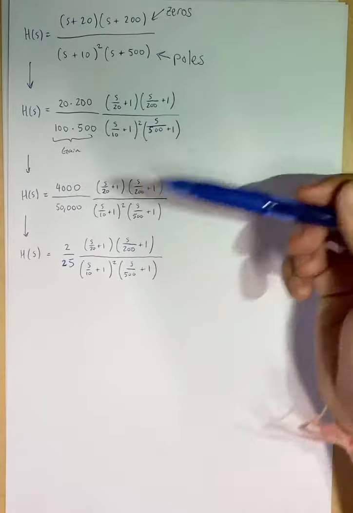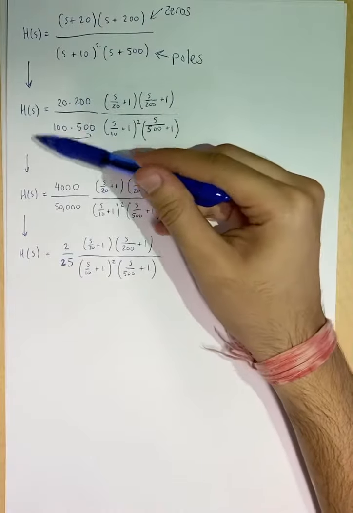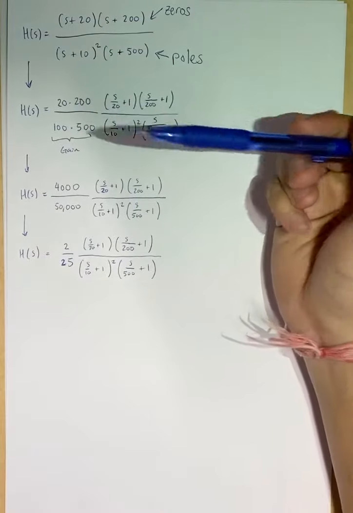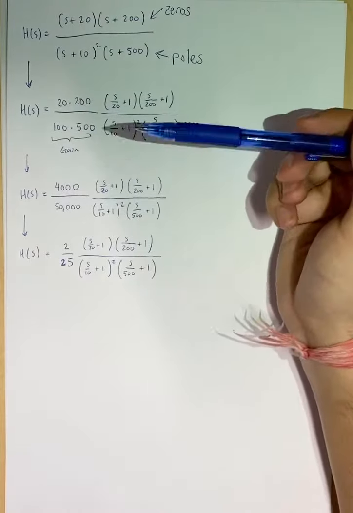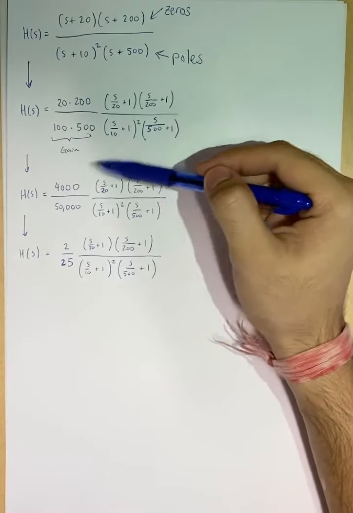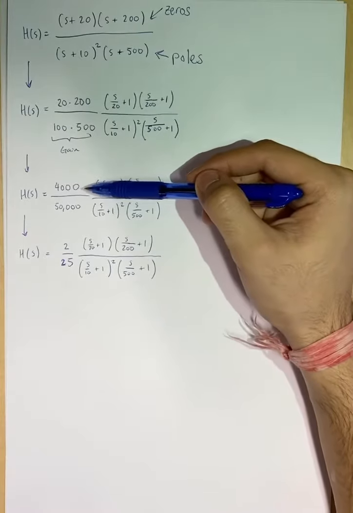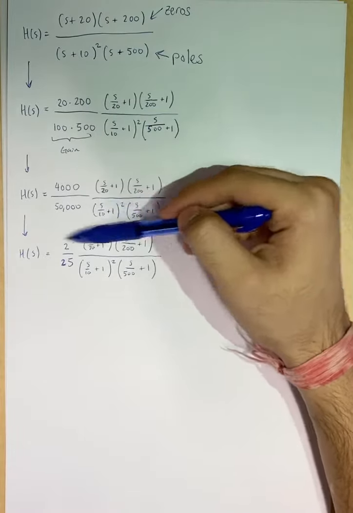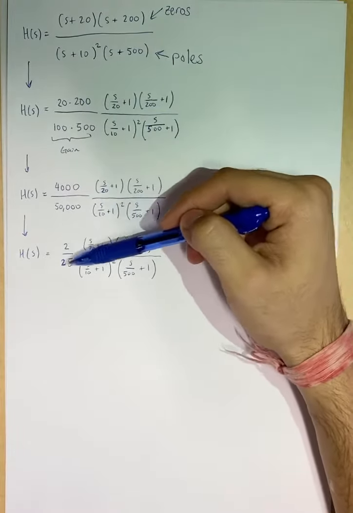So all I've done here is simplify the first coefficient on the left, which will be used to find our gain later. So 20 times 200 over 100 times 500 simplifies to 4,000 over 50,000, and then this whole term simplifies into 2 over 25.